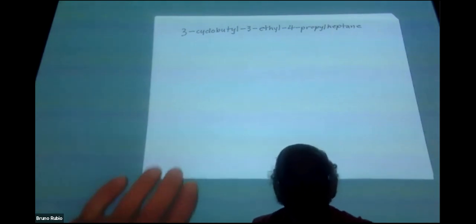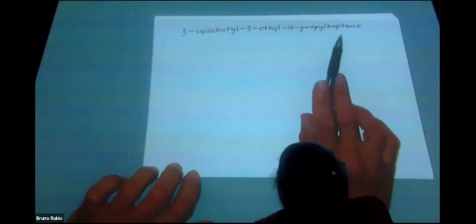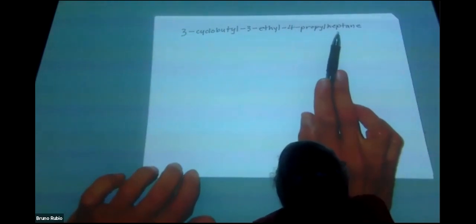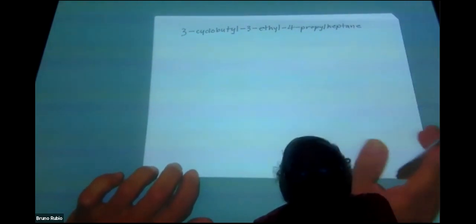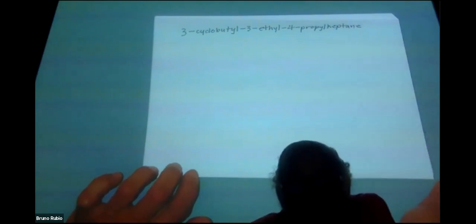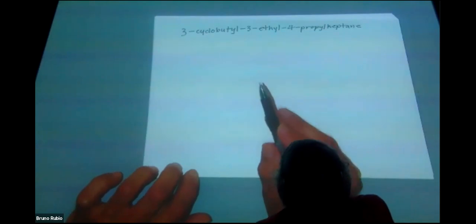And notice that this hept does not immediately follow a number or a replicating prefix. Okay, so the parent is hept. And how many carbons does hept mean? It means 7.